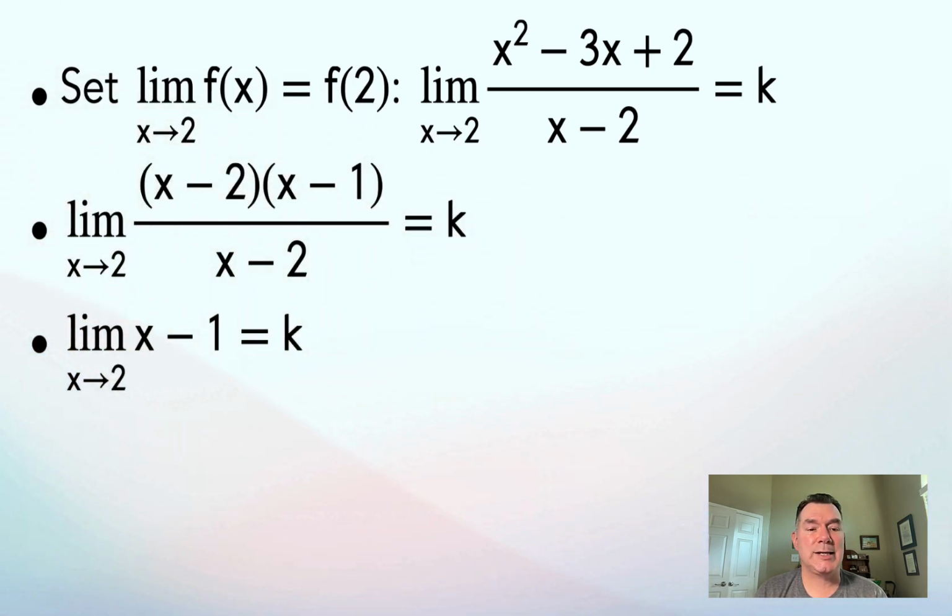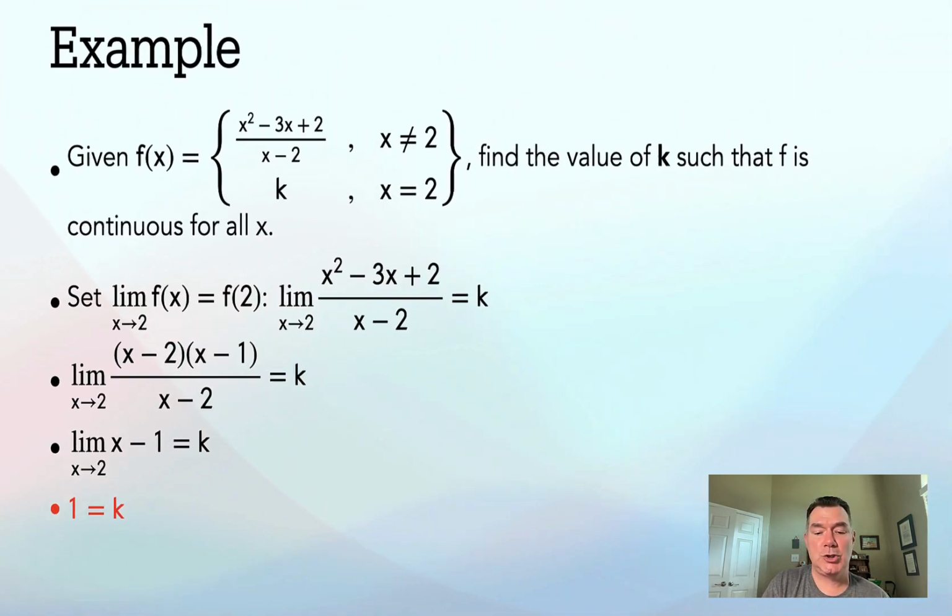So I'm just going to write it as x minus 1, set that equal to k. Now I'm ready to substitute in 2 for my x into that expression. When I do, I get 2 minus 1, which is 1. So k would have to equal 1 in order for that function to be continuous at x equals 2.